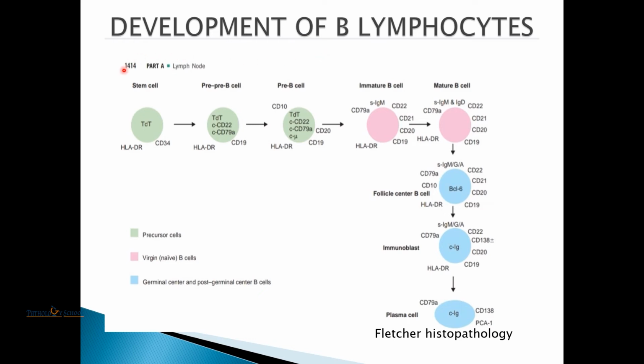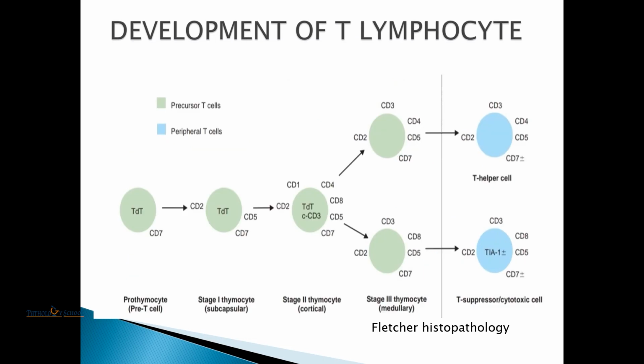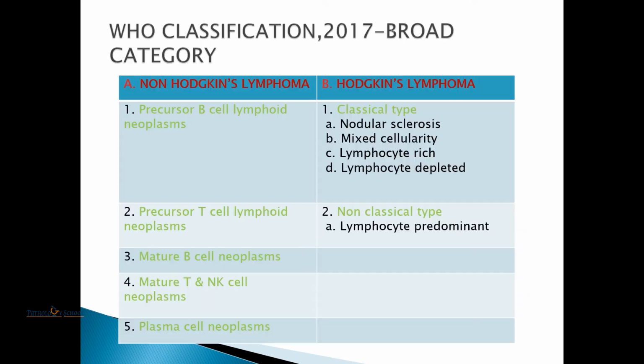First, the stem cell, that is the common lymphoid stem cell, develops into pro-B cell, then pre-B cell, immature B cell, mature B cell, follicular center B cell, and then immunoblast, and finally into plasma cell. Coming to development of T lymphocyte, prothymocyte is the first cell, then it goes into stage 1 thymocyte, stage 2 thymocyte, stage 3 thymocyte, and eventually it develops into T helper cell or T suppressor or cytotoxic cell.